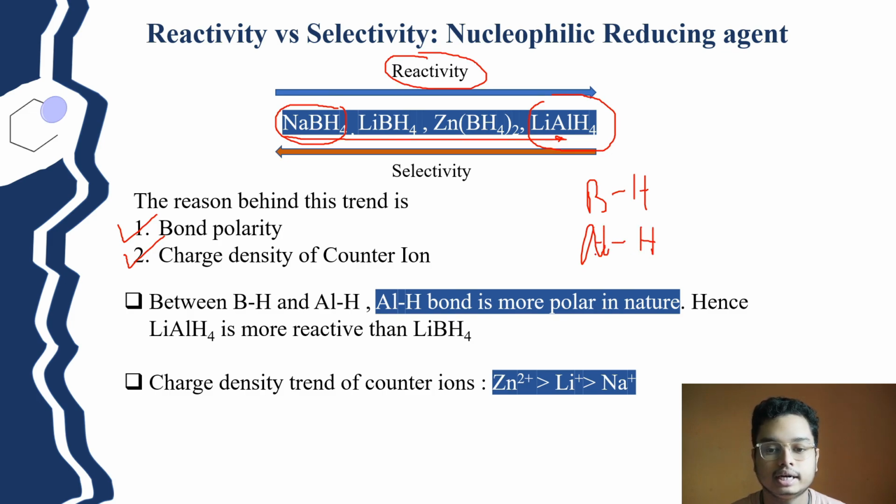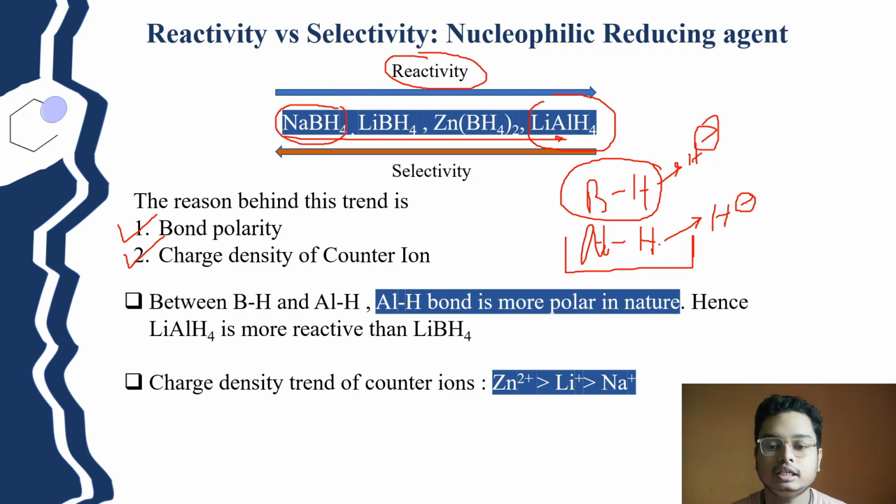So what happened is that this particular bond is more polar in nature than the BH bond, and since this bond is more polar, the hydride generated from it is much stronger, or much more nucleophilic in nature, than the hydride generated from the BH bond. That's why the groups containing aluminum hydrides are more reactive.